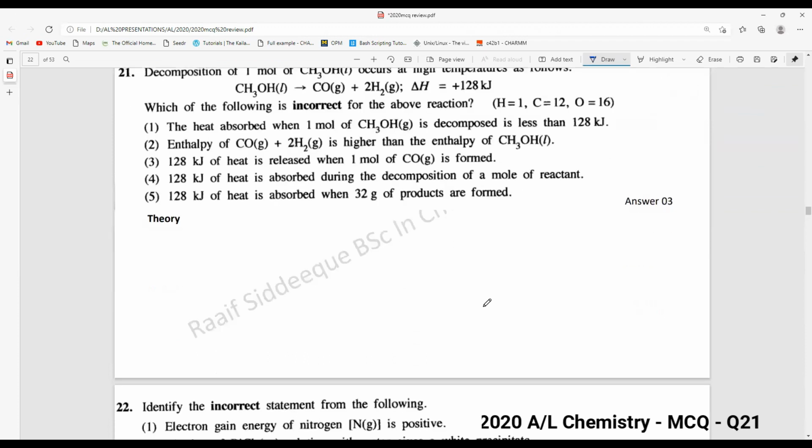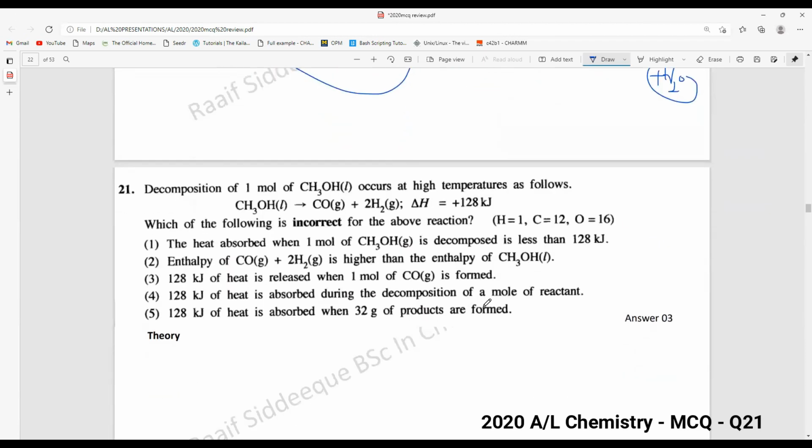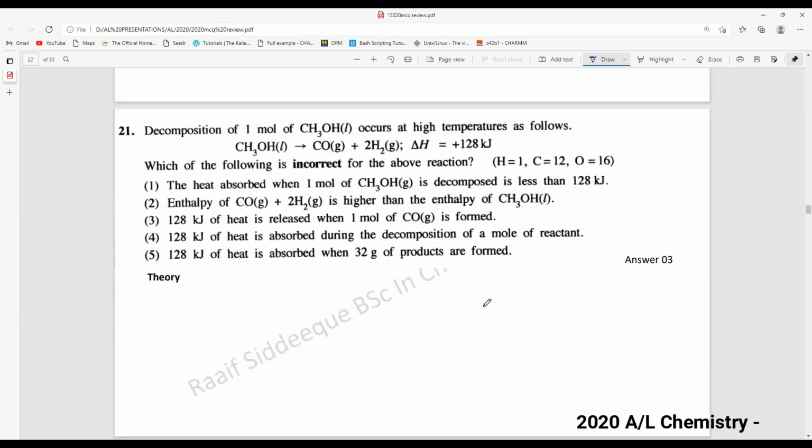Right, so moving on, this is another straightforward question. I explained the previous one, so you can do this one very quickly. Decomposition of 1 mole of this methanol liquid occurs at high temperatures. So they have given this one. Which of the following is incorrect for the above reaction?